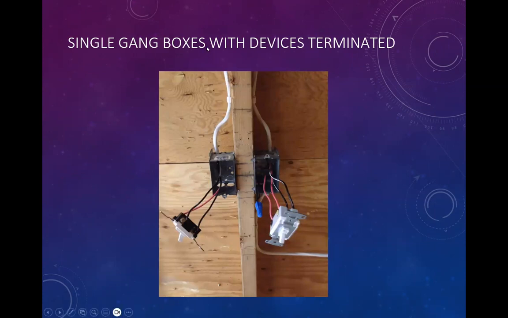All right, single box with devices terminated. Well, here's a single pole. Oh, no, there's a three-way switch, and here it looks like it's a four-way switch. These are switches, and that's basically a device that's terminated. We will talk about what a three-way switch is and what a four-way switch is, or a single pole switch, later on.